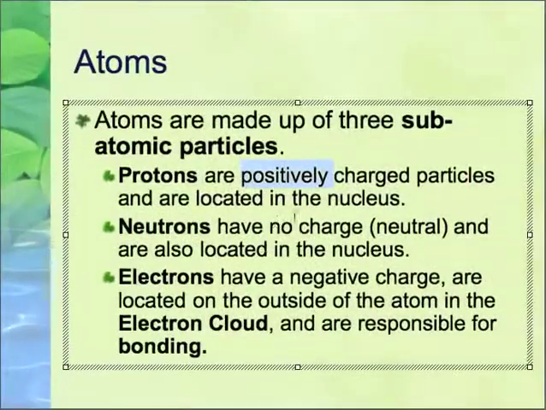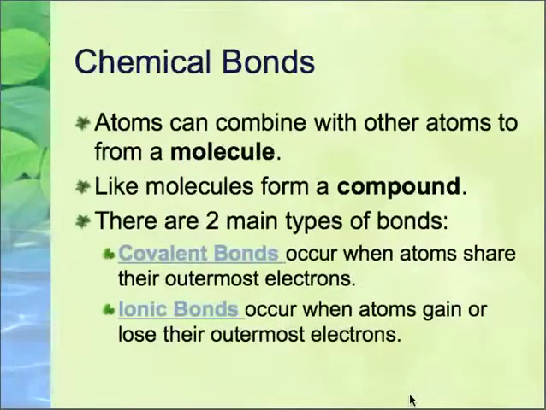Hello. All right, so moving forward, we talk about chemical bonds. Now, atoms can combine with other atoms to form a chemical bond or a molecule. Molecules are the single pieces that make up a compound. So water, for example, is a molecule, and if we have a whole bunch of water molecules, it makes up the compound water. There are 2 types of bonds. There are covalent bonds and ionic bonds.